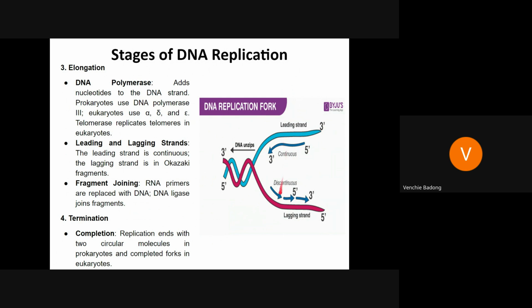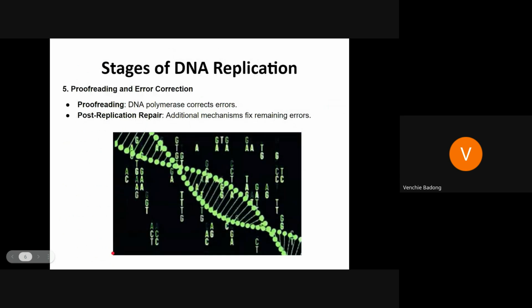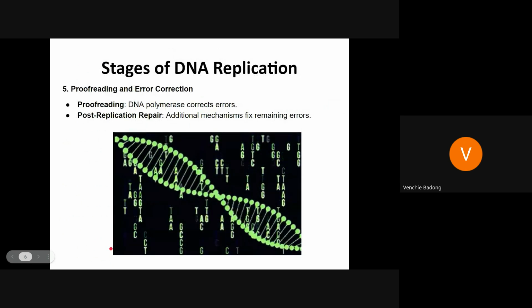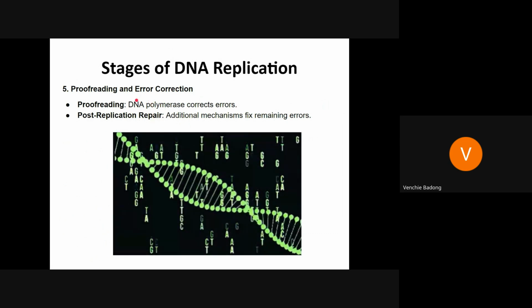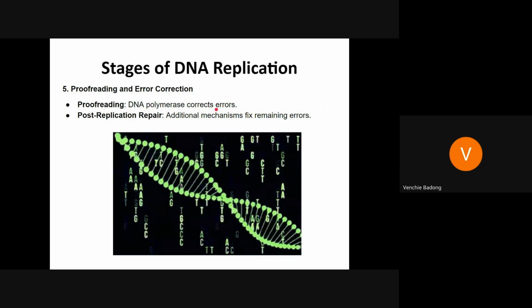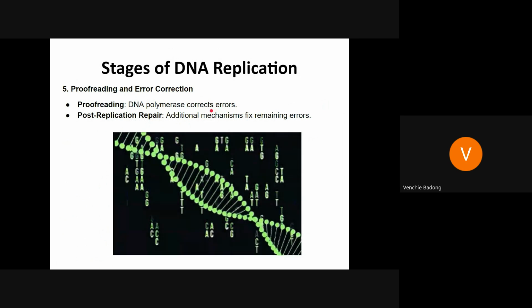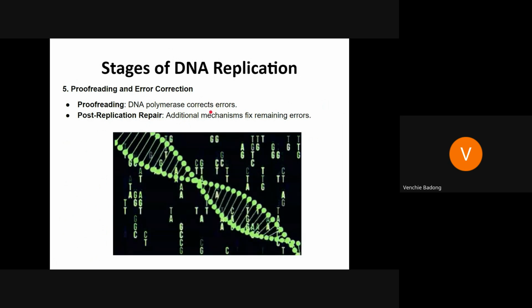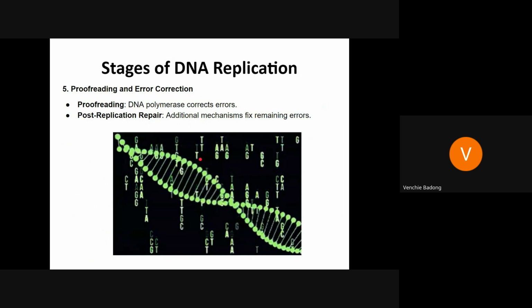Once there is the completion of your DNA replication, termination will happen, wherein it ends with two circular molecules in prokaryotes and completed forks in eukaryotes. And the last phase is the proofreading and error correction, using, of course, the DNA polymerase to correct errors. Post-replication repair is an additional mechanism to fix the remaining errors in DNA replication.